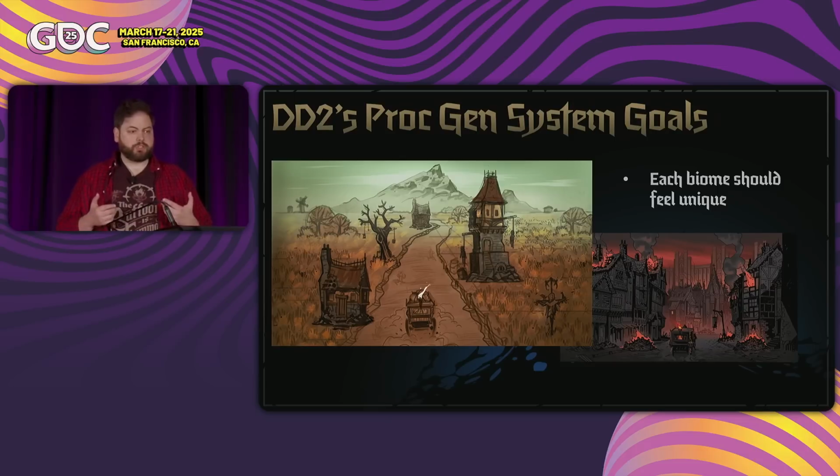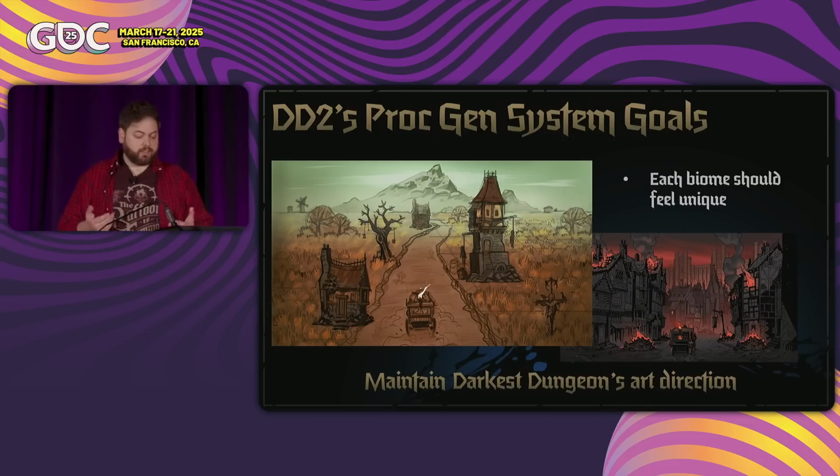Finally, we needed to make sure that whatever system we chose had a nice breadth of expression. That means that you could create a biome that felt unique and different from all the other ones. For example, this farm biome is very open and kind of empty, but we also wanted to be able to create things like the city that Marielle talked about. It was very claustrophobic and close to the stagecoach. At the end of the day, we needed to make sure that we maintained Darkest Dungeon 2's art direction.